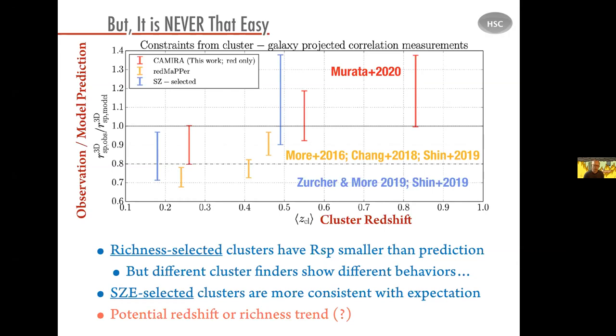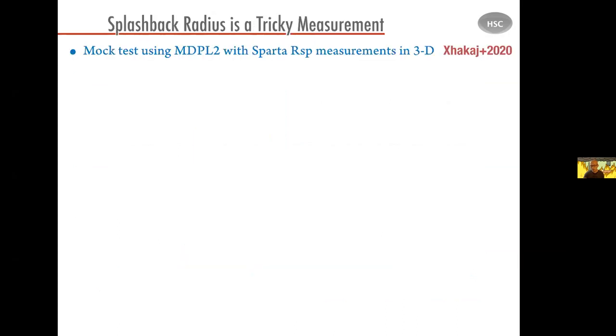And also there's maybe a potential redshift dependence and also a richness trend. For example, for RedMapper clusters, people seem to find more discrepancy with the model happens at higher richness bins. So needless to say, we need to understand all these measurements before we can actually use this interesting feature for physics. And that's not easy because splashback radius is a rather new idea and it's also a very tricky measurement. So I want to highlight this work led by graduate student Anya Jakar at UCSC.